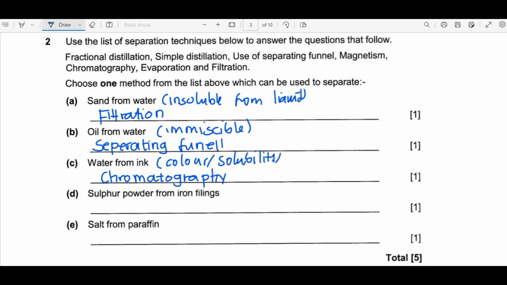Then sulfur. Sulfur is non-magnetic while iron filings are magnetic. So whenever we have non-magnetic and magnetic material, we use magnetism. Then salt from paraffin. Here we are looking at salt and a liquid, so we use evaporation.